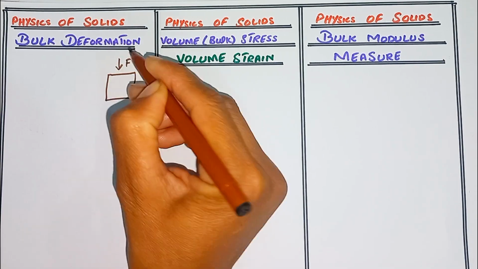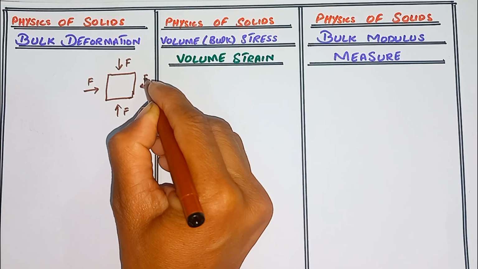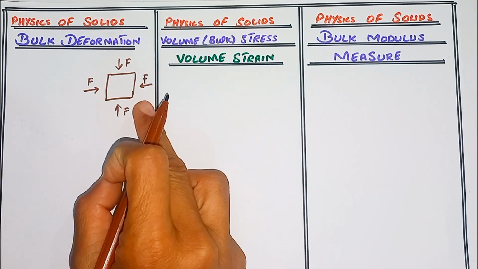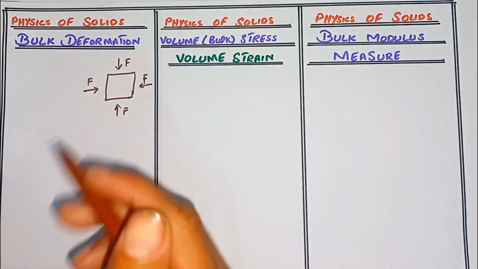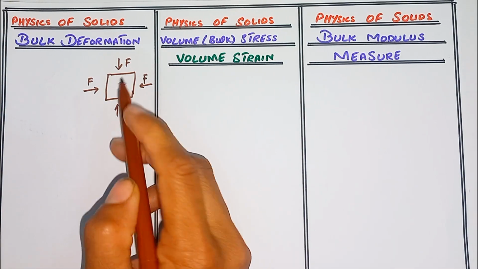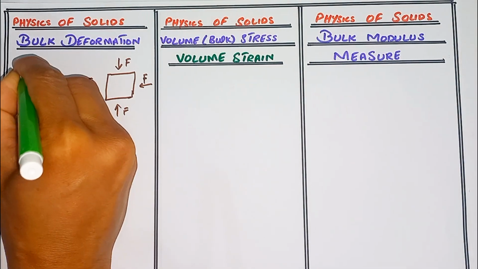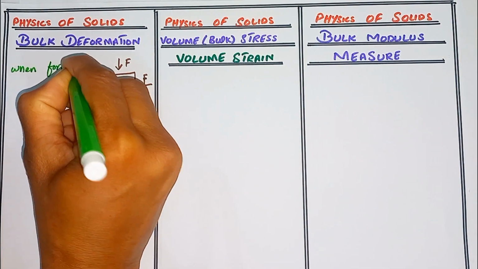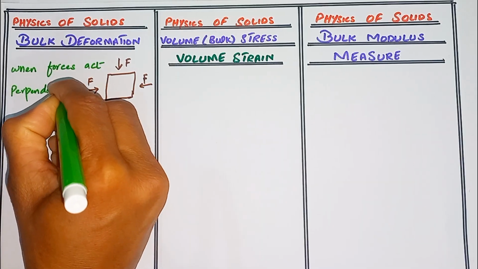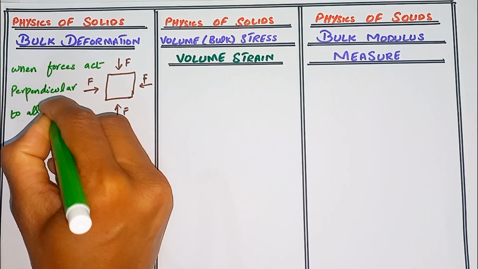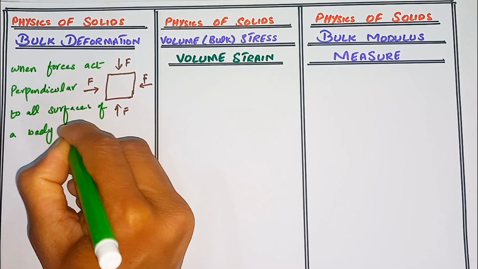Here we apply the force from the four sides of the surface. The forces act perpendicular to the body, uniformly. These forces only change the volume of the body, but the shape remains constant. So that is bulk deformation: when forces act perpendicular to all surfaces of a body uniformly.